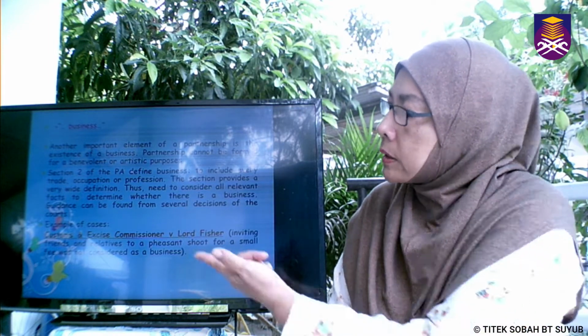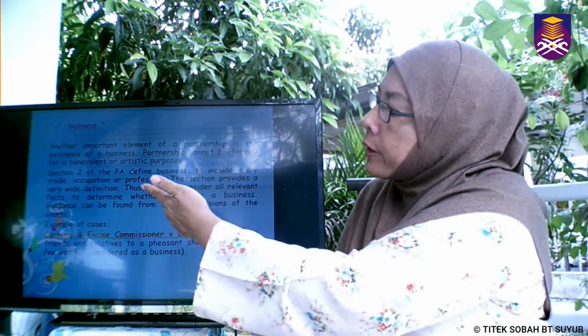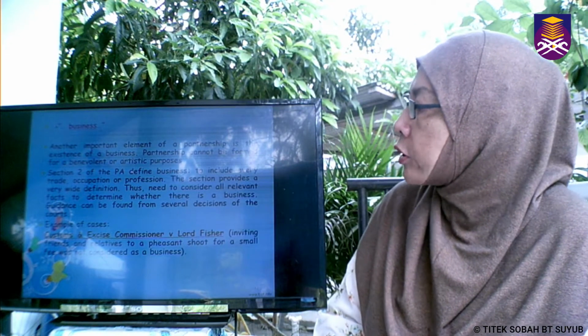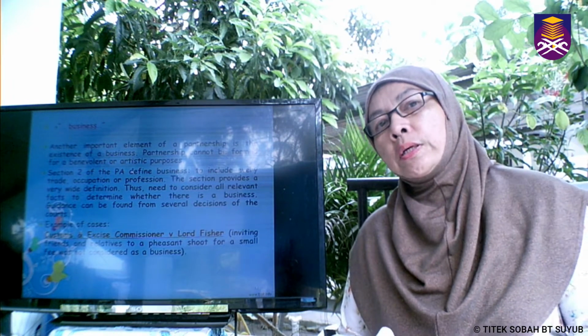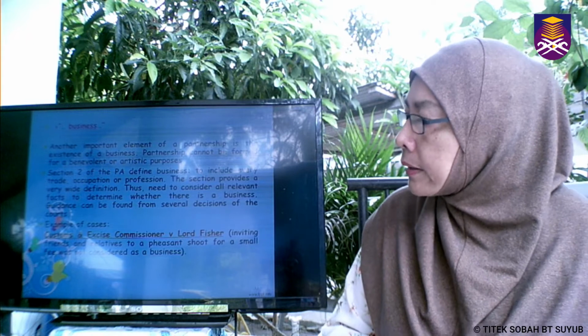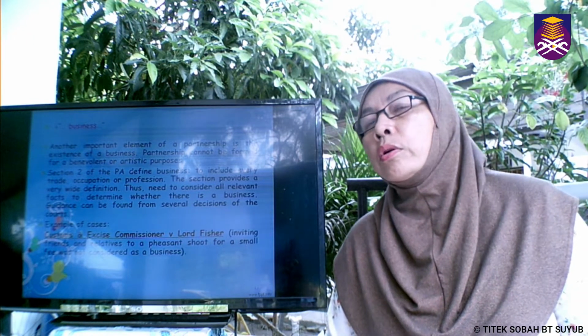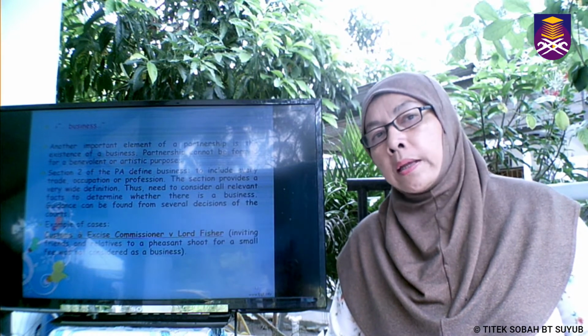If we look at section 2 of the Partnership Act, it defines business to include every trade, occupation or profession. So this is a very wide definition. Whether this business is a partnership business or not, we need to look at the facts of the case.